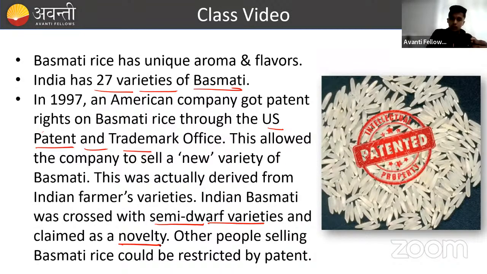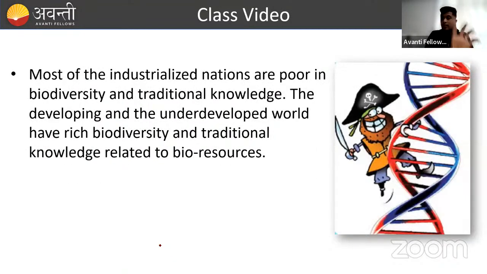So the methods these companies use to own this knowledge, own these products and own this history, that has to be prevented. This misuse of knowledge or products or biologically occurring plants and animals is called biopiracy. Understood?